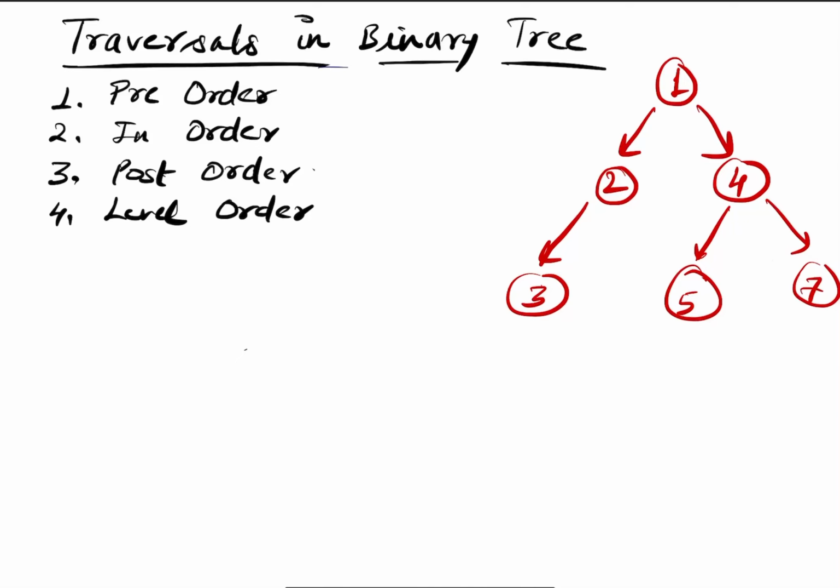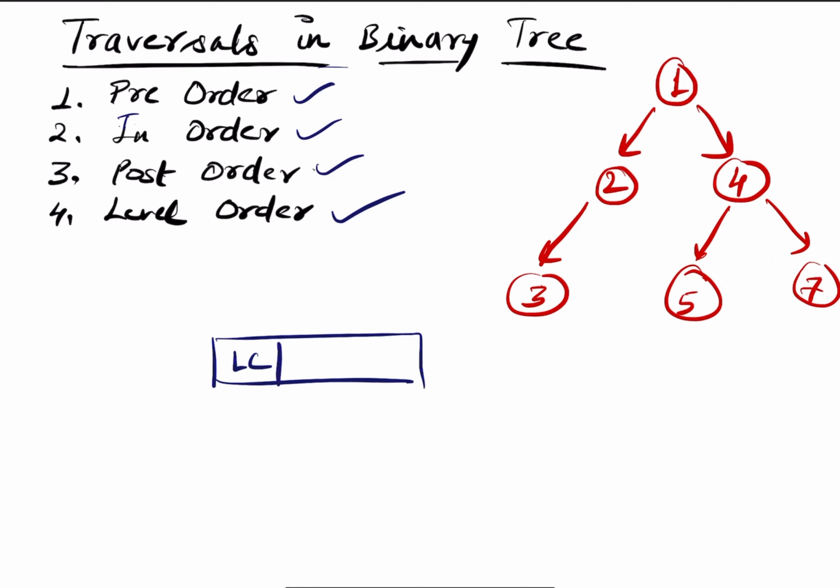Hello friends, in this particular video we will learn traversals in binary tree. There are four types of traversals: pre-order, in-order, post-order and level order, on the basis of the concept of root. So we have left child, root node and the right child. If we go in the same fashion, it is in-order traversal.